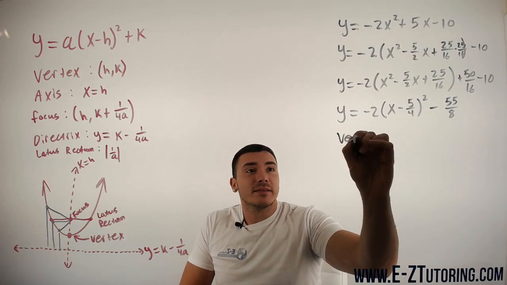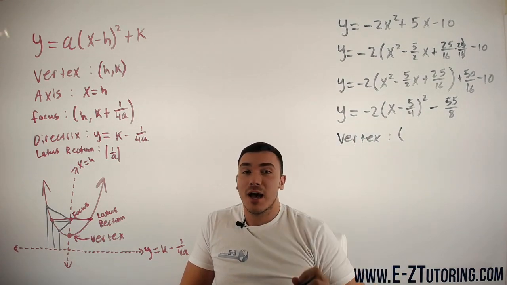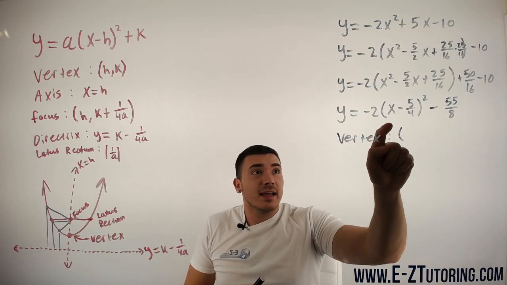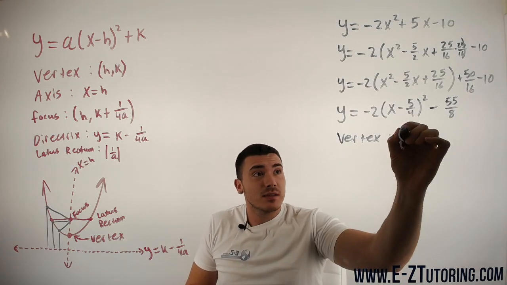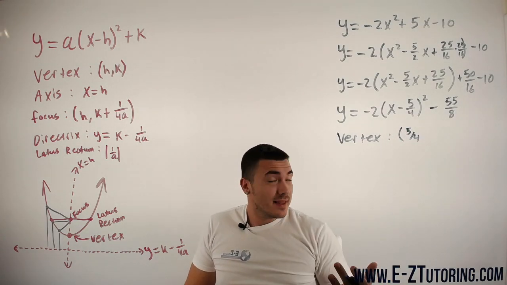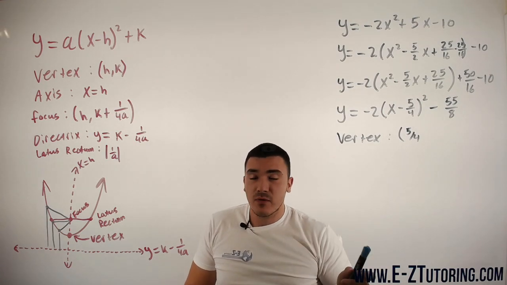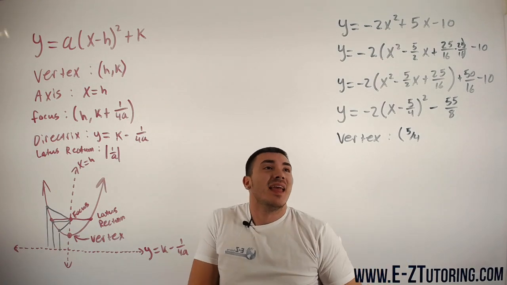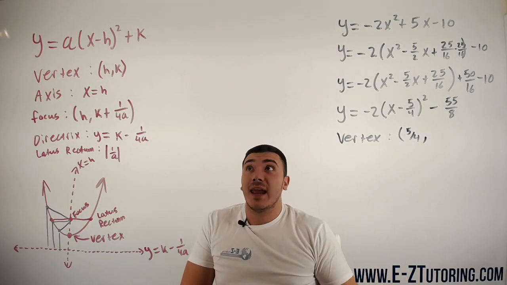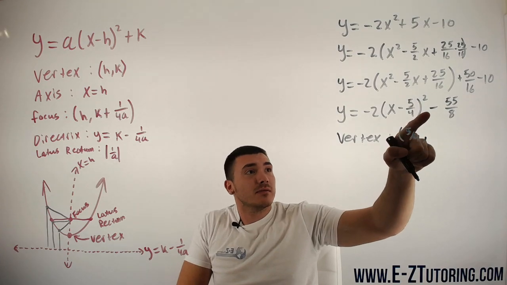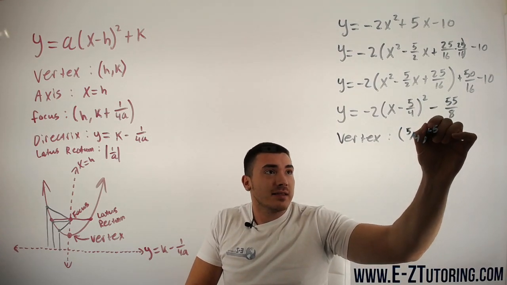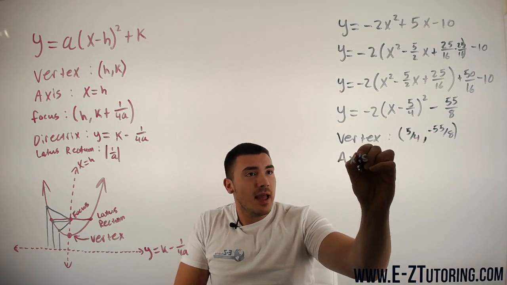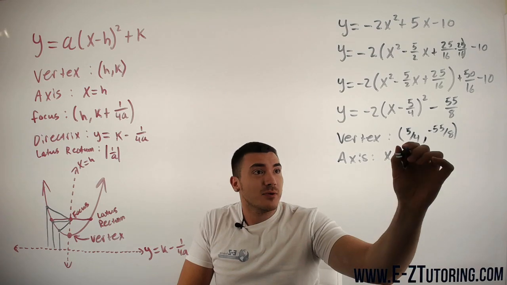So our vertex is simply h comma k, if we remember from here. Now it's x minus h. So h is just 5/4. It's not -5/4. If you ever have trouble with this, just remember that h is always going to be the opposite of this sign. All right, so that is our h. Now what is our k? Plus k, and we have plus -55/8. So our k is -55/8. And our axis is just x equals h, so x equals this number right here.